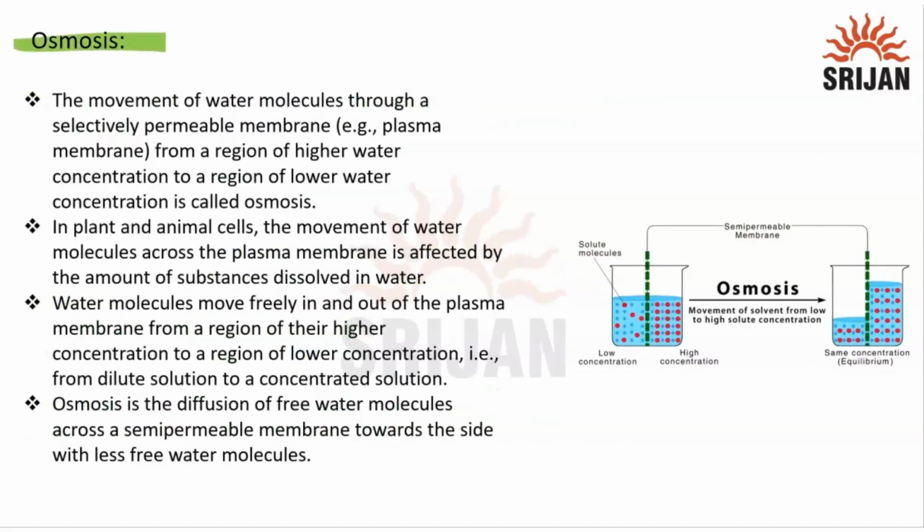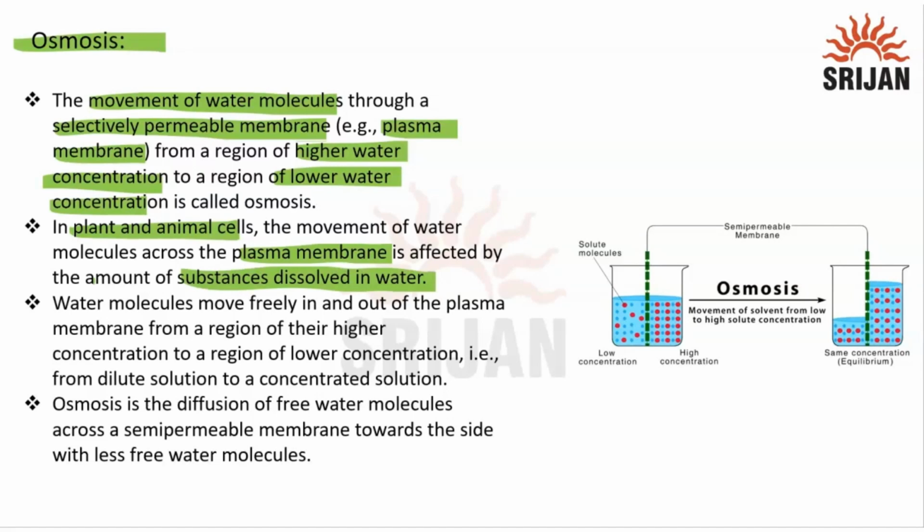Now we are coming to osmosis. Osmosis is the movement of water molecules through a selectively permeable membrane, that is the plasma membrane, from the region of its high water concentration to the region of its low water concentration. In plants and animals, the movement of water molecules across the plasma membrane is affected by the substances dissolved in the water. Water molecules move freely in and out of the plasma membrane from the region of its high concentration to the region of its low concentration, so from the dilute solution to a concentrated solution.